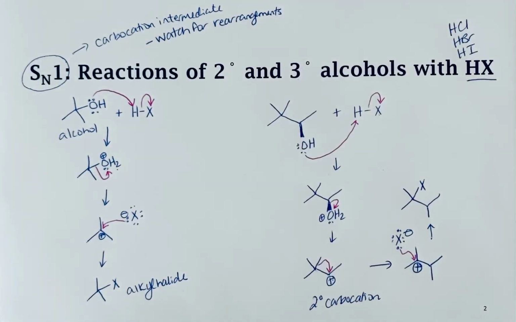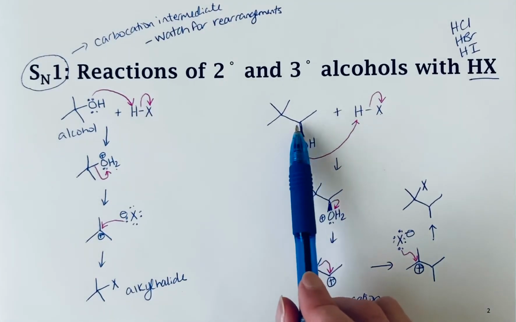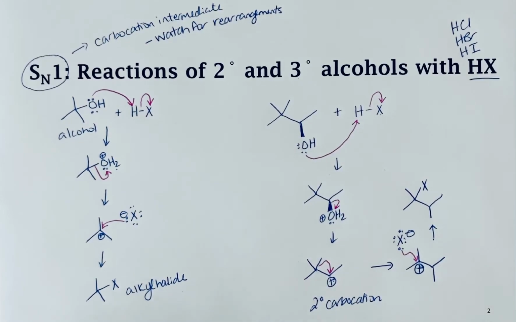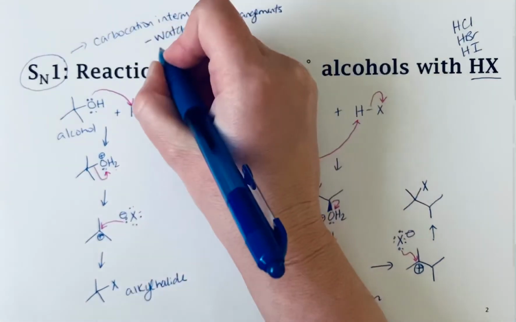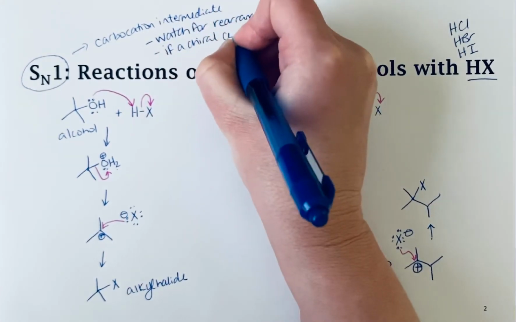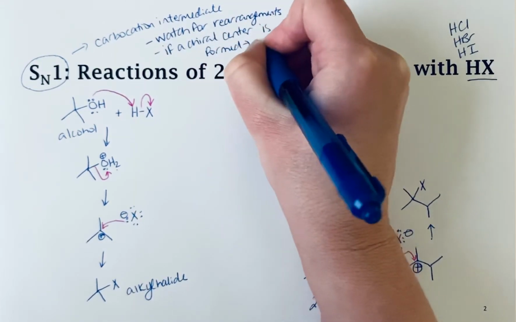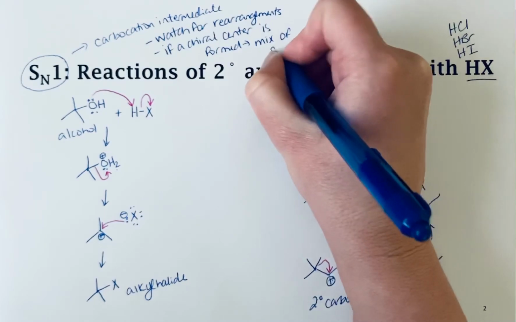The other thing that we need to consider with carbocations is stereochemistry. Neither one of these examples gave us a chiral center. This one started with a chiral center, but we didn't end with one. But if you do form a chiral center, you will form a racemic mixture, and that's because the carbocation is flat, and your nucleophile could attack it from either side, which would give you a mixture of stereoisomers. So if a chiral center is formed in the reaction, you will have a mixture of stereoisomers.